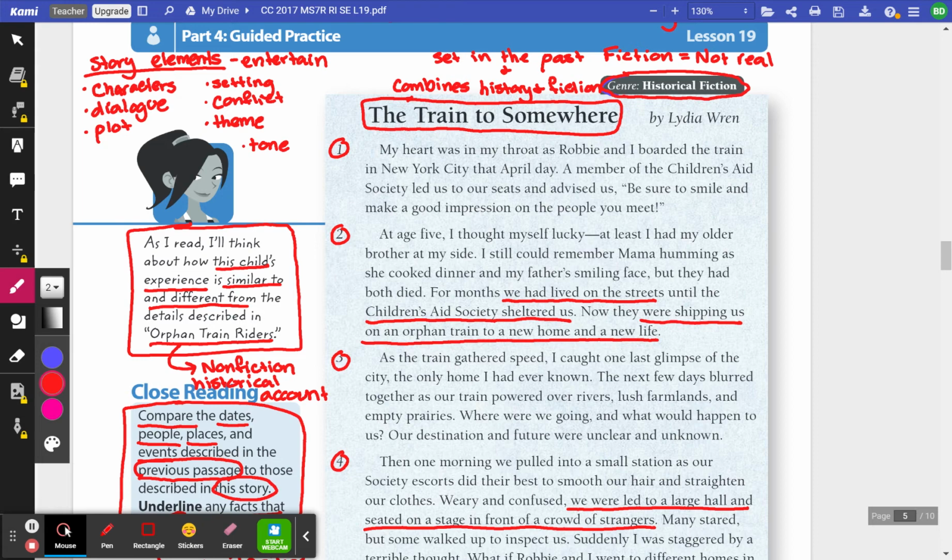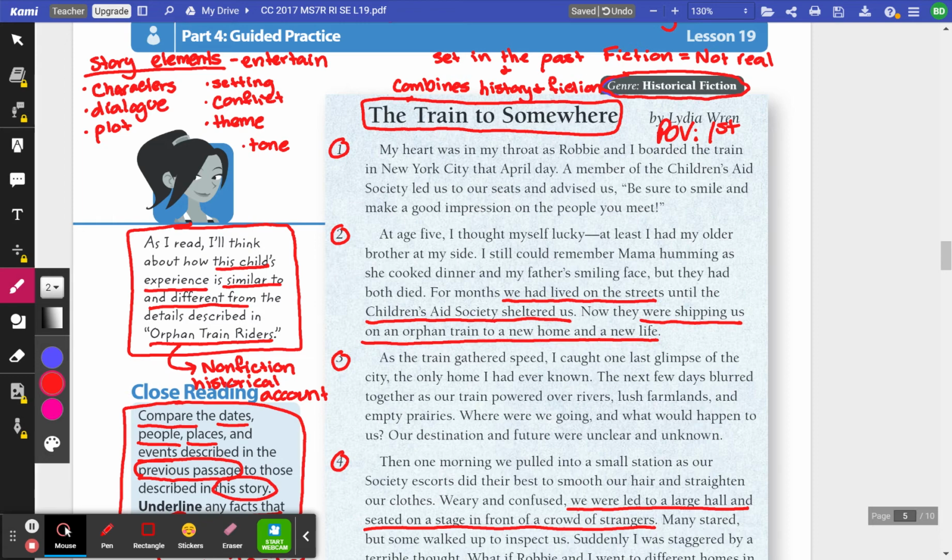They were shipping those orphan children to rural areas in the United States and Canada to go to a new home, to start a new life. So even though this passage is written in first person point of view, I know the details are still accurate based on what I read in the historical accounts. Even though this is written in first person, they use words like I, we, us, there are still accurate details that can be found in the historical account.